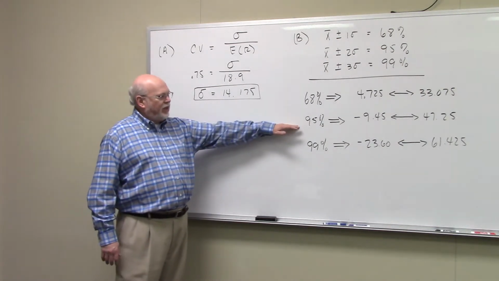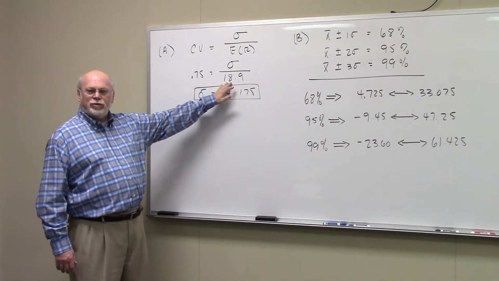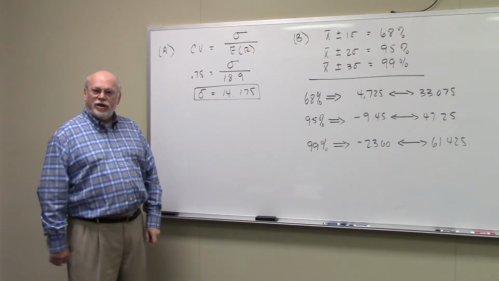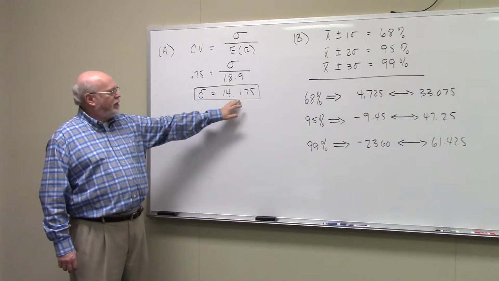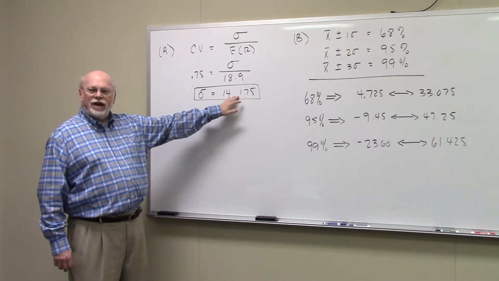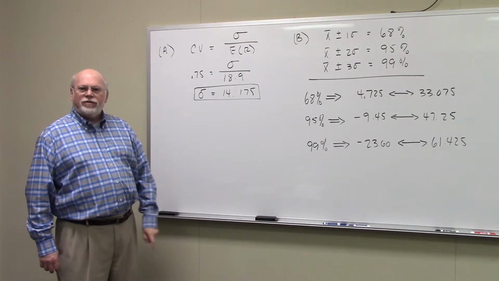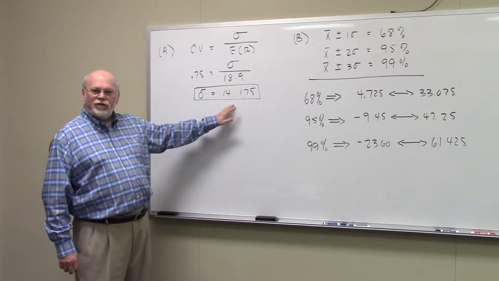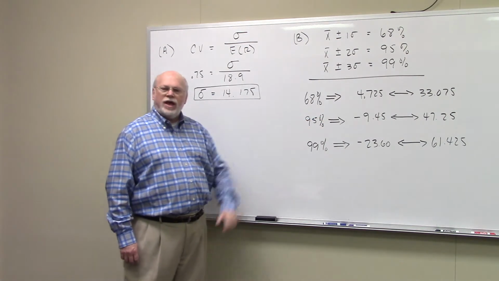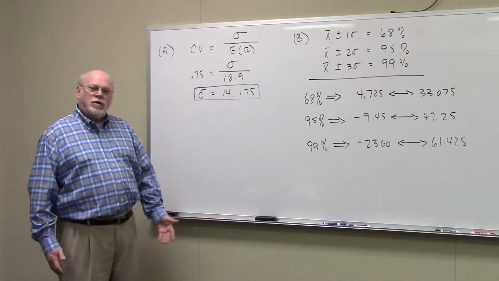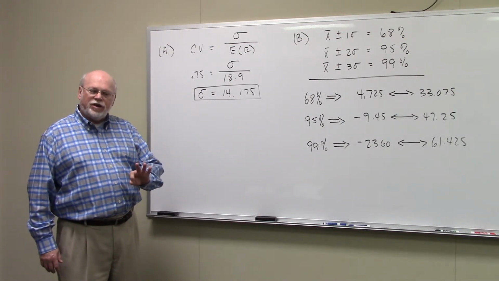But to calculate the 95% confidence interval, it would be the mean, 18.9%, plus or minus two standard deviations. So if you took 18.9 and added to it 14.175 times 2, then you would get 47.25. And if you took the mean and subtracted from it 14.175 times 2, you get a negative 9.45. For the 99% confidence interval, it's the mean plus or minus 3 standard deviations.